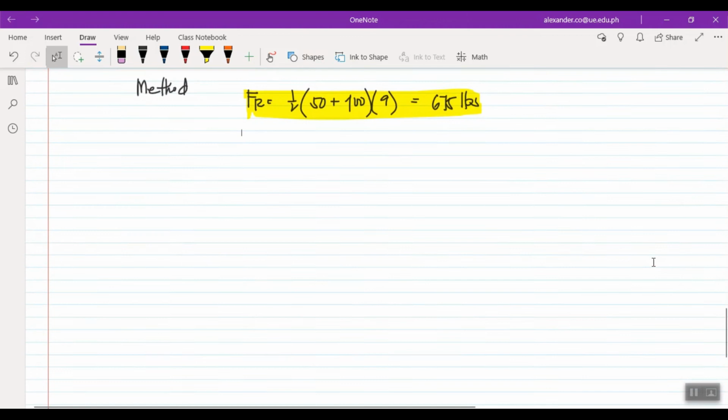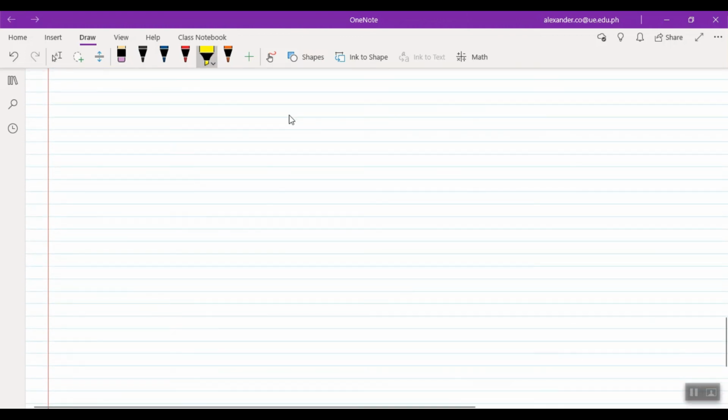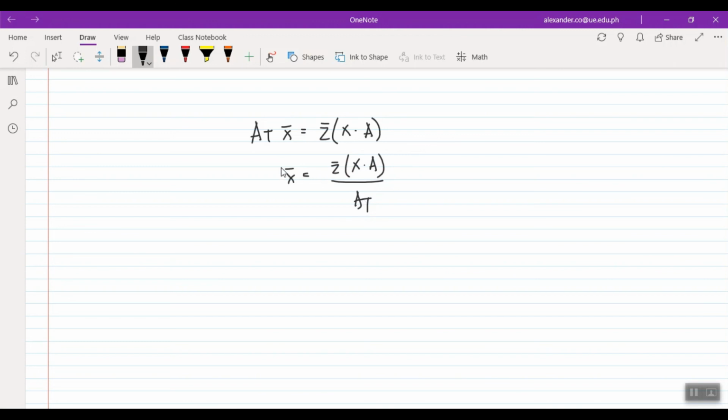And pagkuha ng centroid, yung equation. So, ito yung generic ng pagkuha ng centroid, ganito. It's the total area equal to this. It's just the summation of x times area. Ang ginagawa natin, x times area ng total area. So, yan.